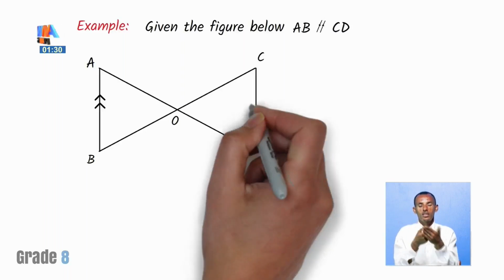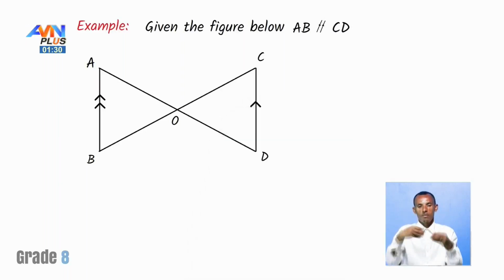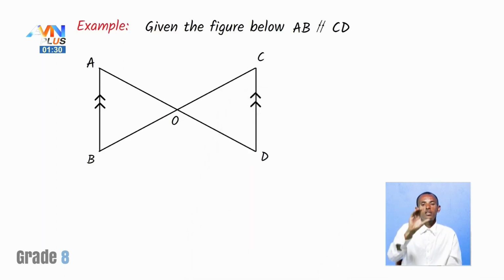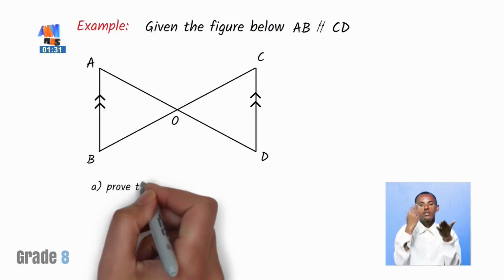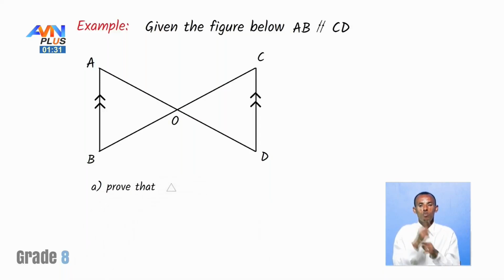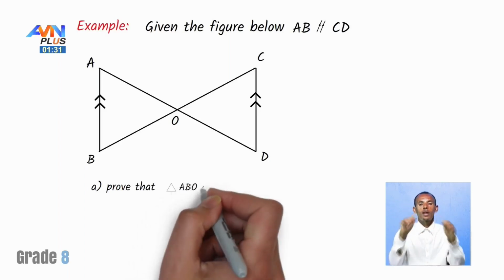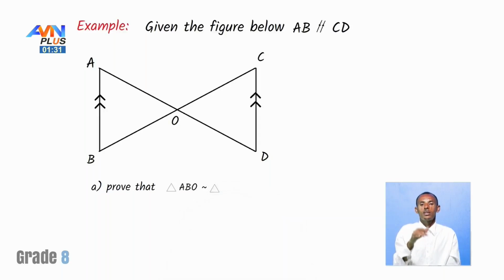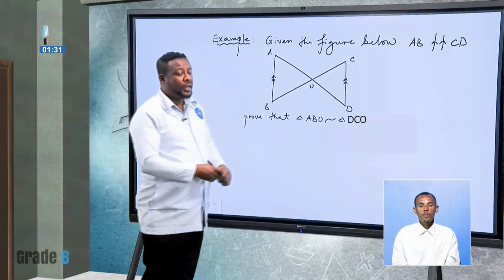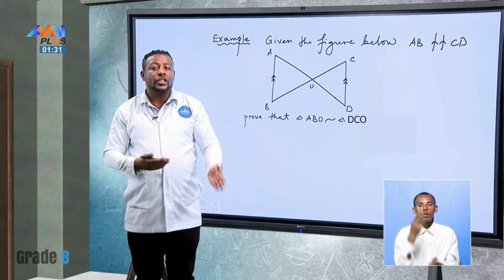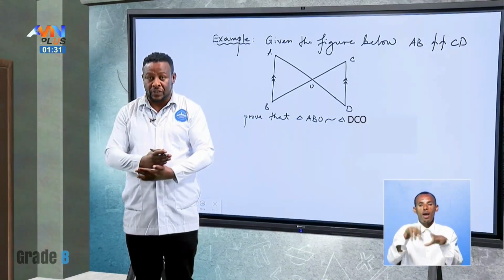So in this figure, what is given? This side AB is parallel to CD. Okay, we have this thing. Then prove that triangle ABO is similar to triangle CDO. Okay, so to prove this, again, we will apply the concept of parallel lines and transversal, right?